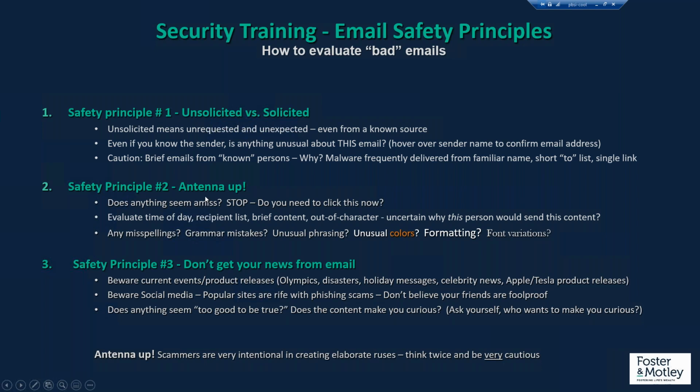Two, just continuing the same thought, antenna up on all email. Always the question should be, why do I need to click on this, and why do I need to click on it now? The more urgency implied by the email I received, the more I ought to be cautious before clicking. Evaluate the time of day it was sent, the recipient list, brief contact, out of character. Why would this person send this email to me?